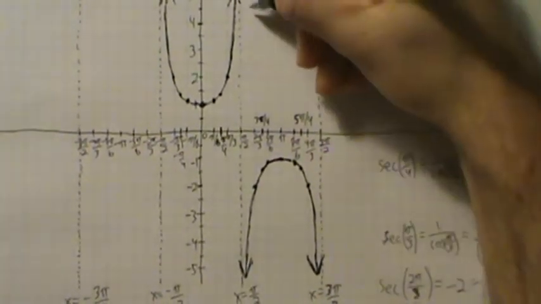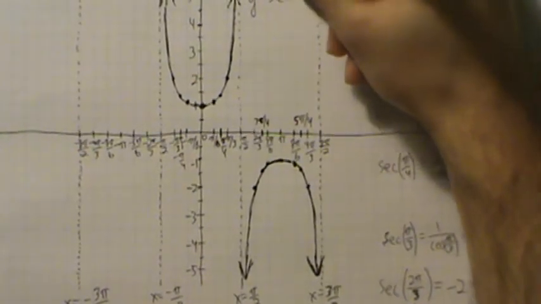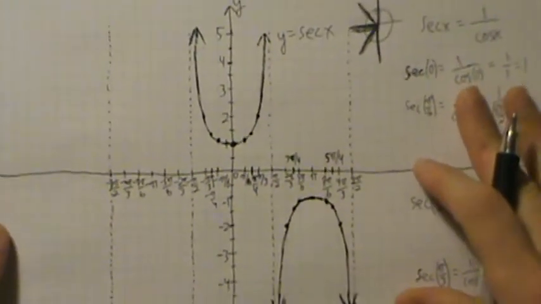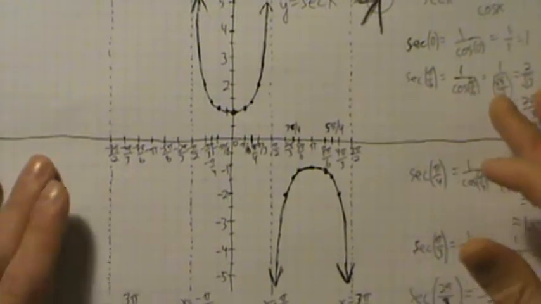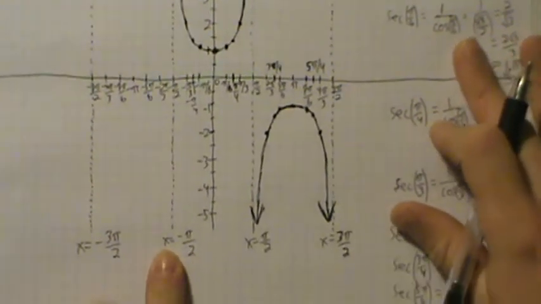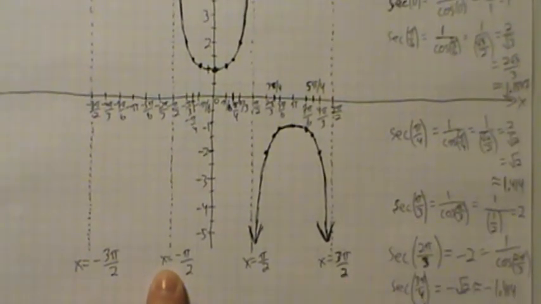Why is that? So let's say y equals secant of x. Now, why is that all we have to graph? Because of periodic properties, right? So here's negative pi over 2. Here's 3 pi over 2. What's the distance between them?